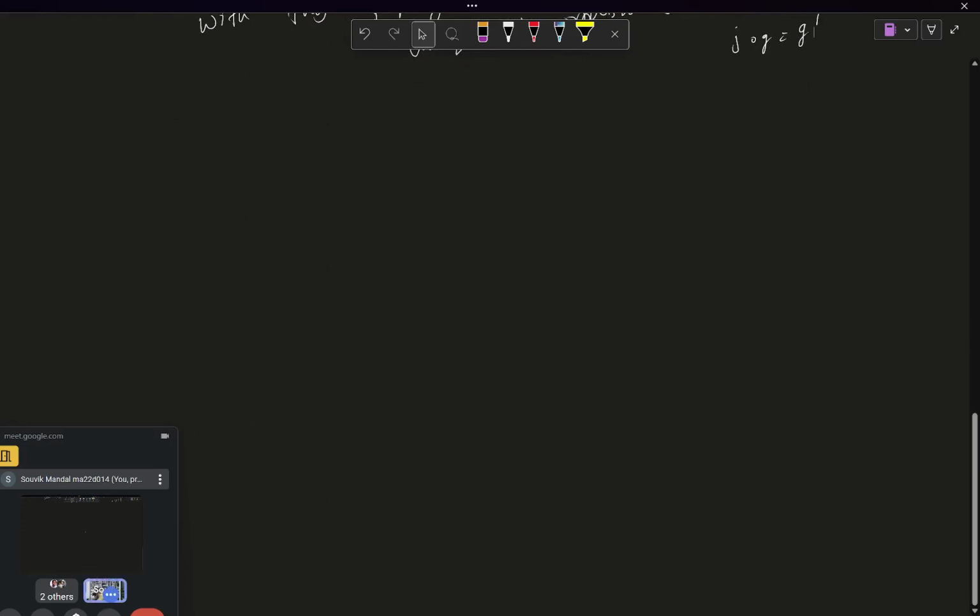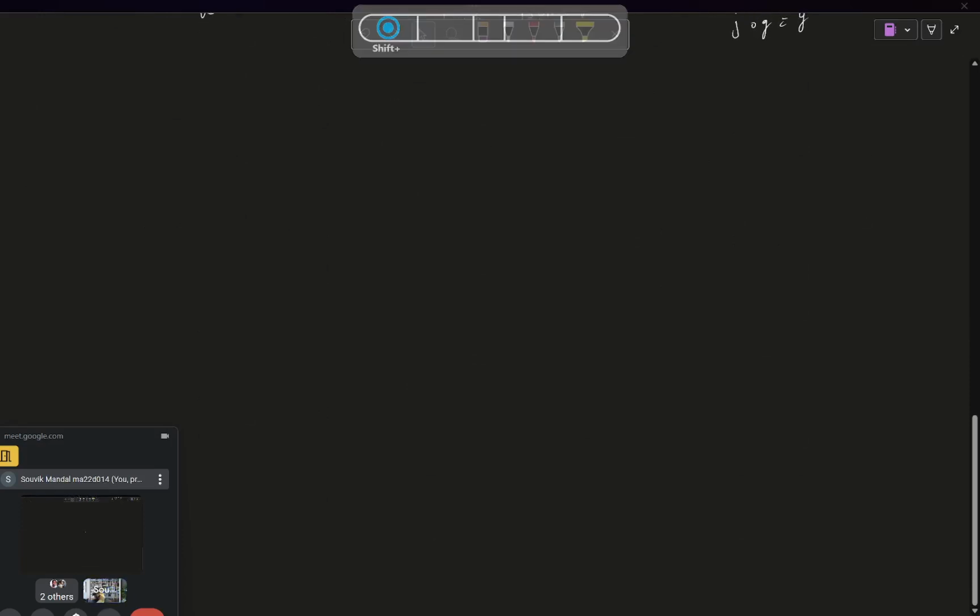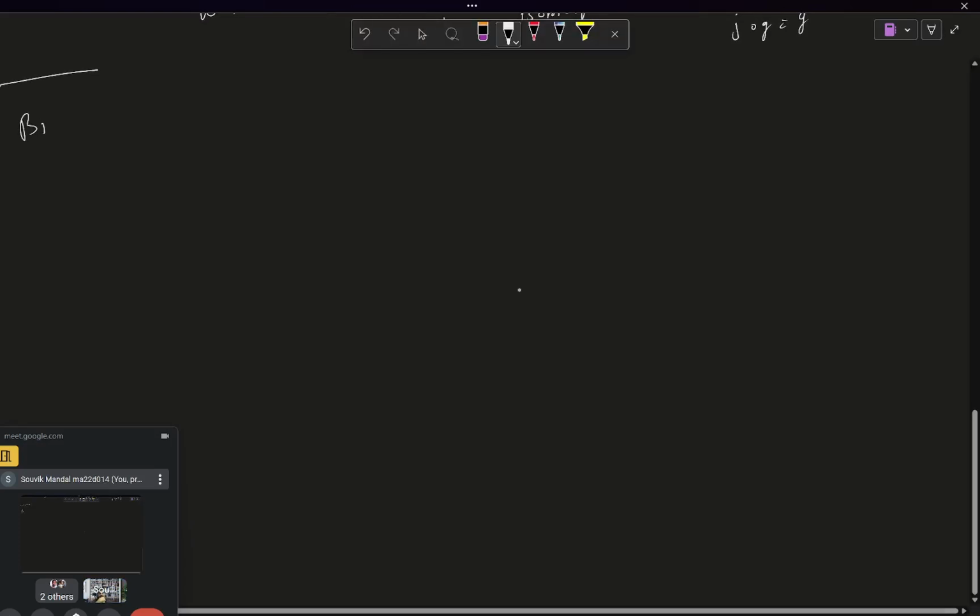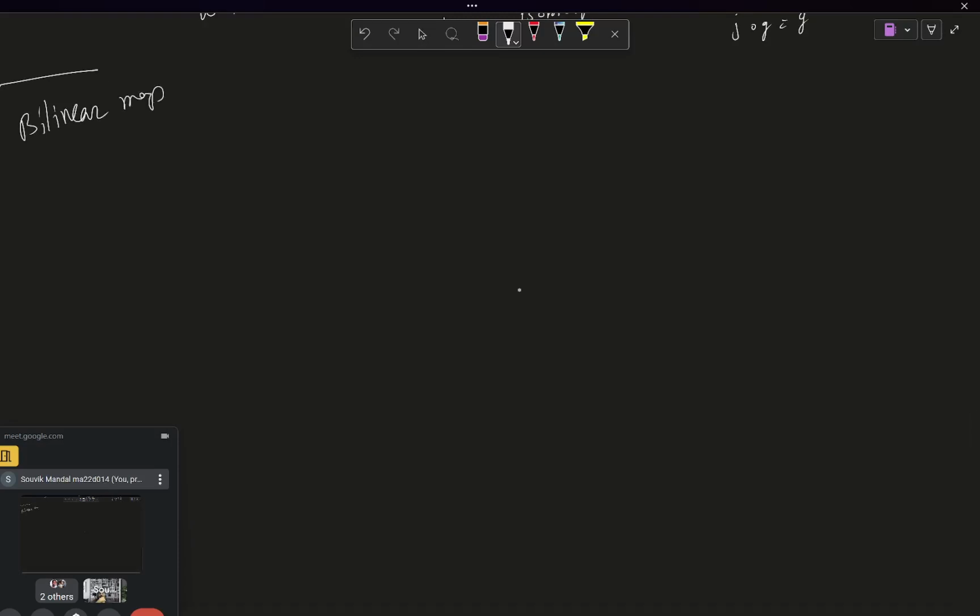There is some word called bilinear. What does bilinear map mean? A bilinear map means linear in each component. That is, suppose any map G from M cross N to some module P.